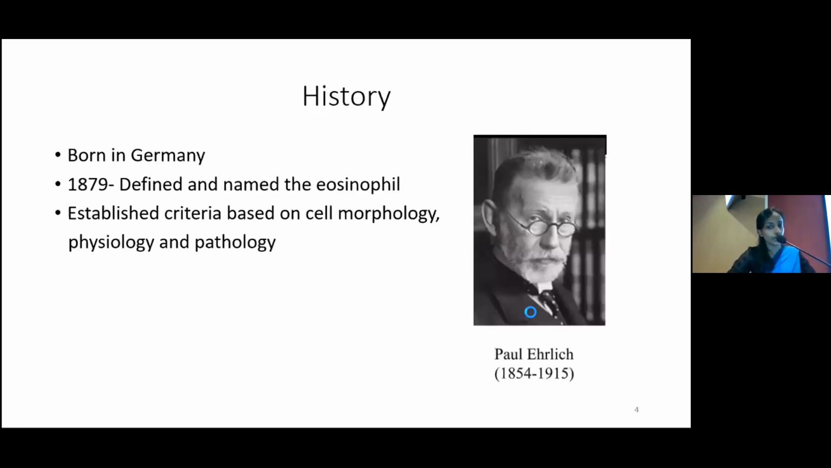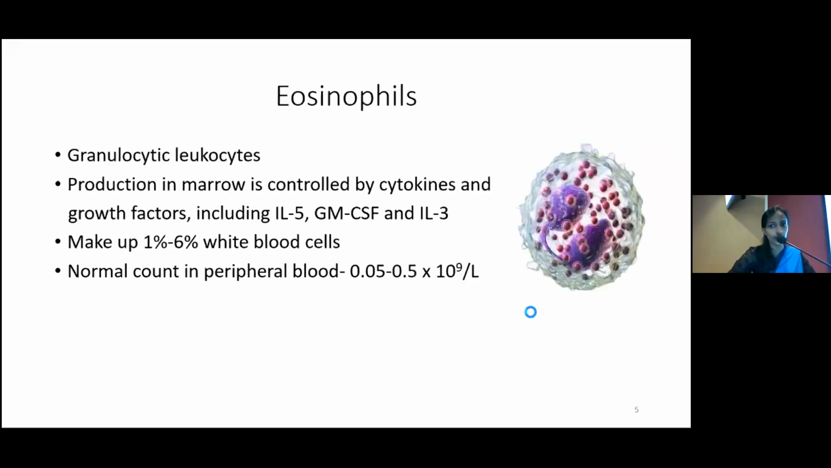So going back to history, the eosinophil was first described by Sir Paul Ehrlich, who was born in Germany. In 1879, he defined and named the eosinophil based on cell morphology, physiology, and pathology. As you all know, eosinophils are granulocytic leukocytes produced in bone marrow with the help of cytokines, predominantly interleukin 3, 5, and GM-CSF. They make up 1% to 6% of total white cell count, and the normal count in peripheral blood varies from 0.05 to 0.5 × 10^9 per liter.